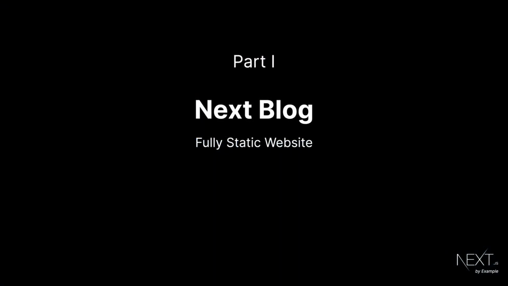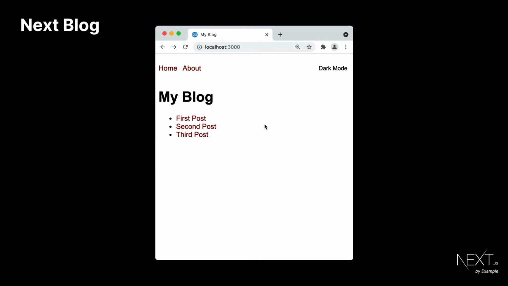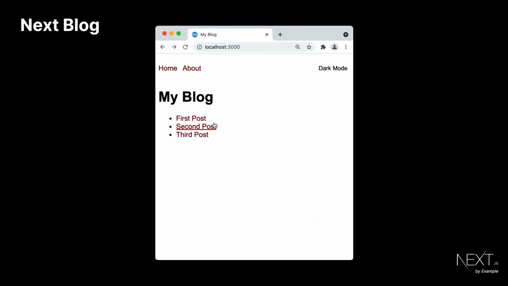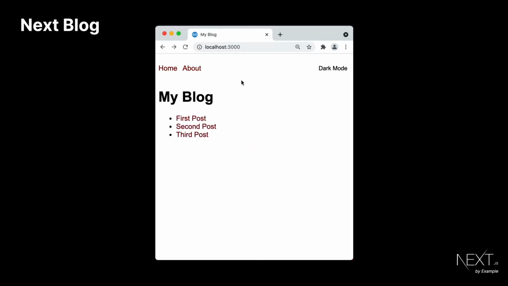In the first part of this course, we'll develop a Next.js app that is a fully static website. The app we'll build is a personal blog. Let me show you what it will look like once it's finished. As you can see, it's a simple blog website where we can post some articles that we'll write in Markdown files. And the app will automatically generate a page for each Markdown file.